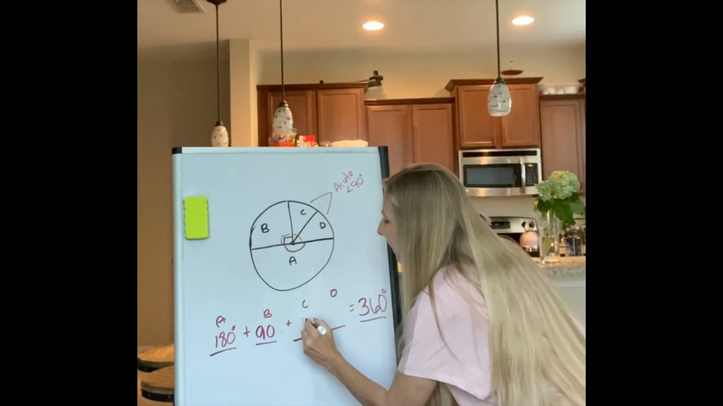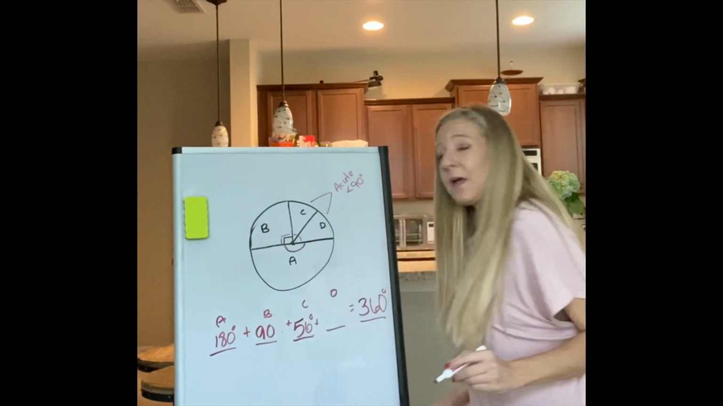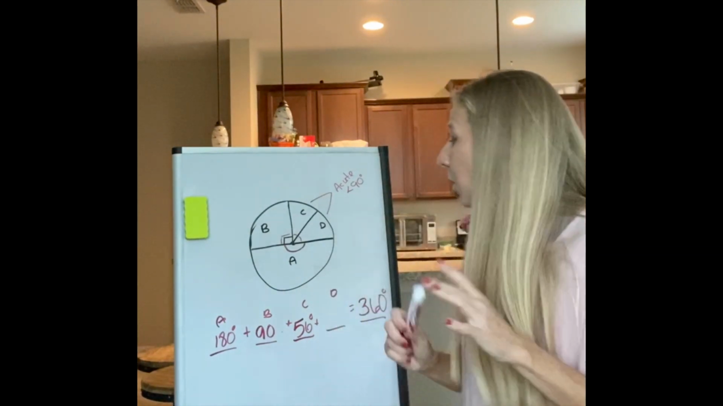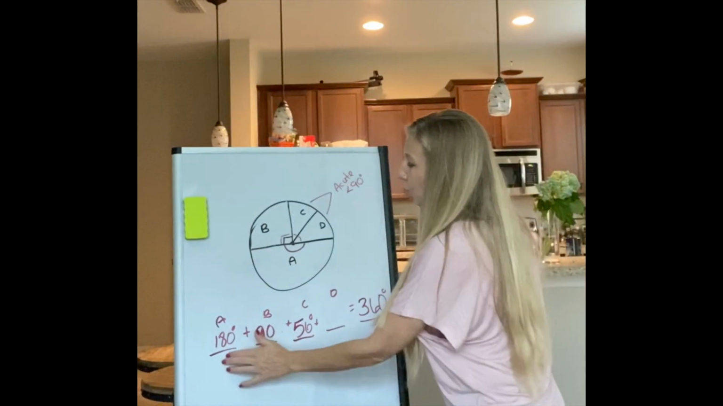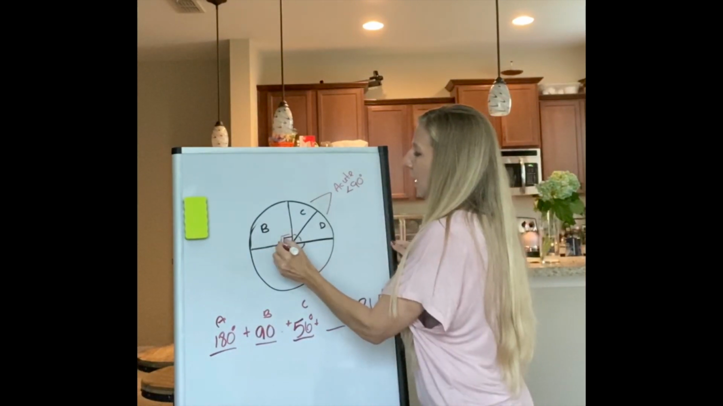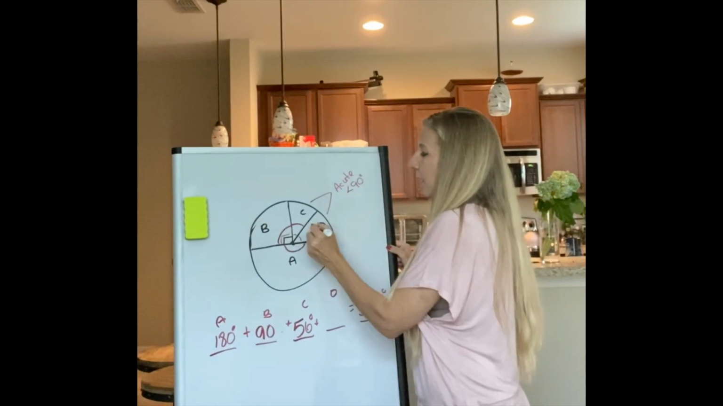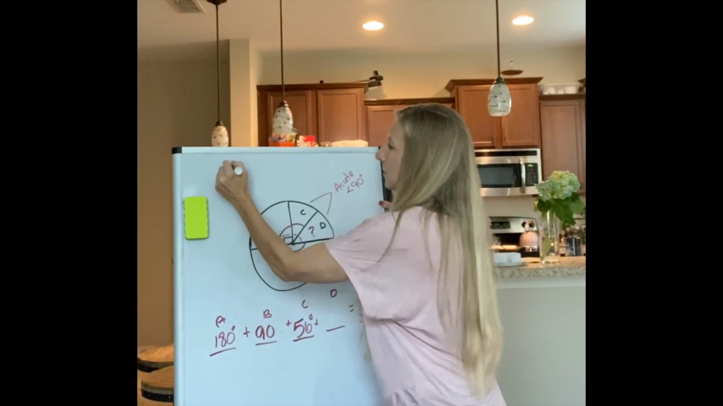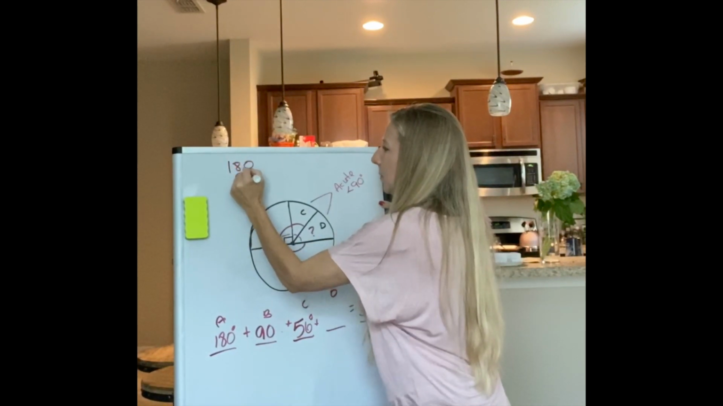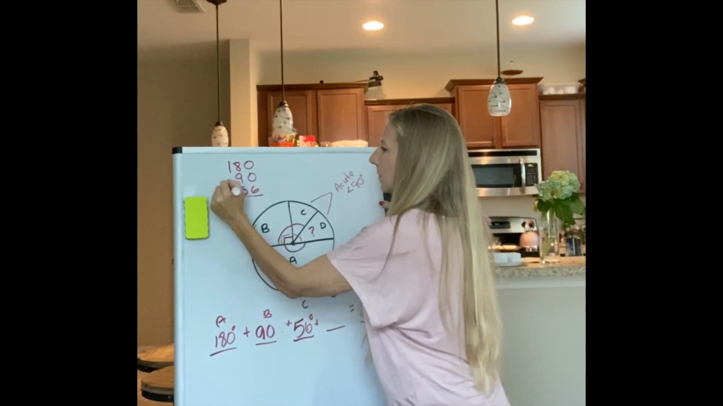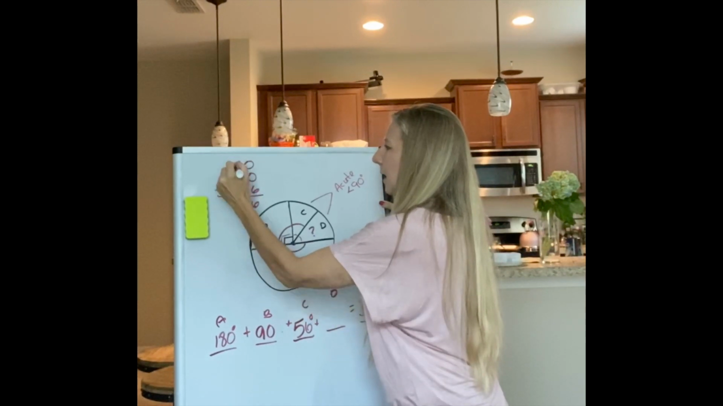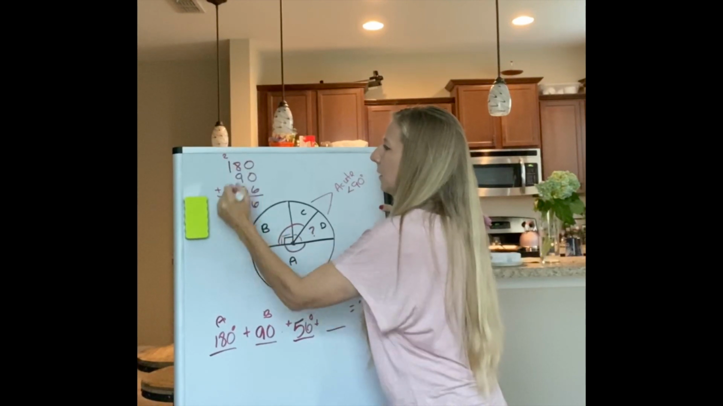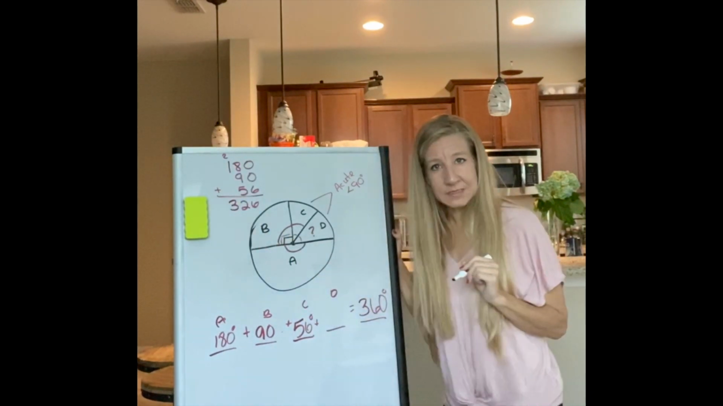Now for angle D, we actually don't have to measure. We could, but to get the most accurate answer possible, what we could do instead is add up the 3 measurements that we know, angle A, angle B, and angle C, and then for angle D, we'll subtract. So we're going to do 180 plus 90 plus 56, 8 plus 17 plus 5 is 22, and we get 326 degrees.